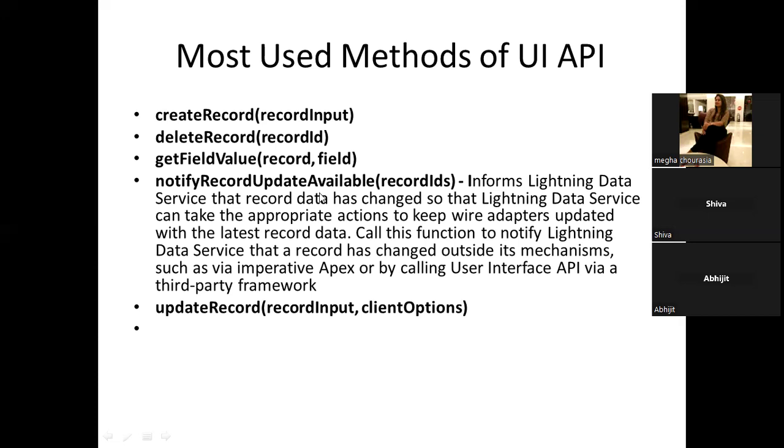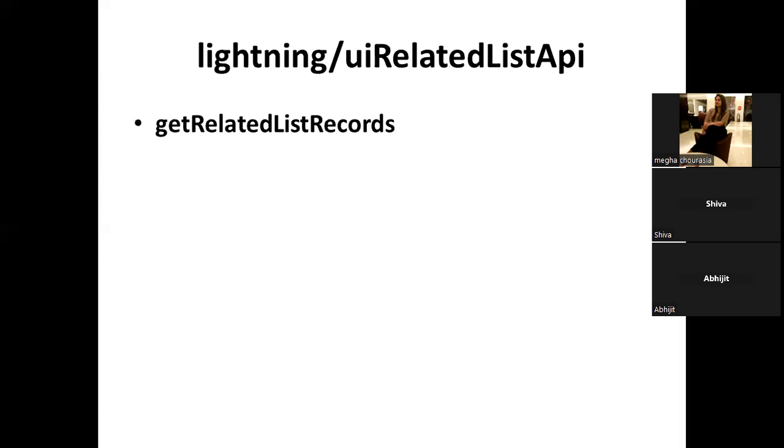And update record, you can pass your input in JSON format, and even if you don't pass any client options, that is also fine. So this is around our UI API. In our example, we will be covering update record and getting UI related list API.